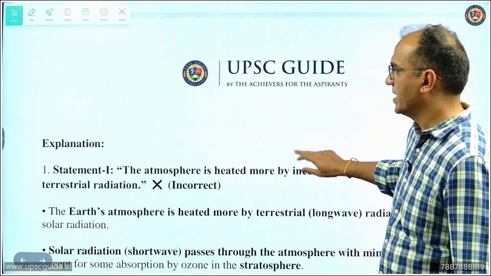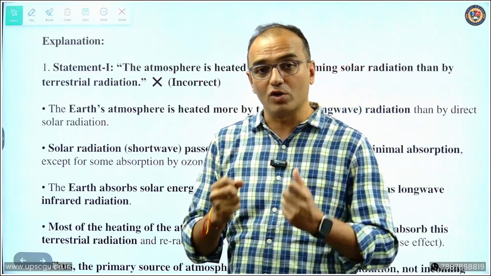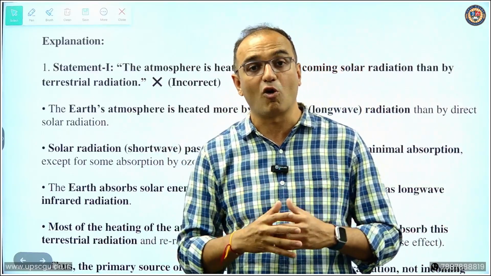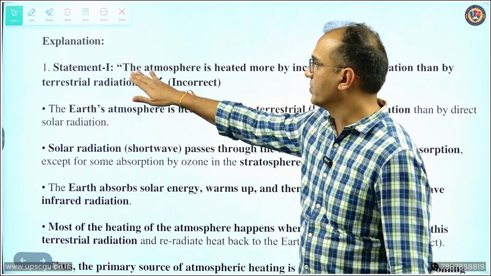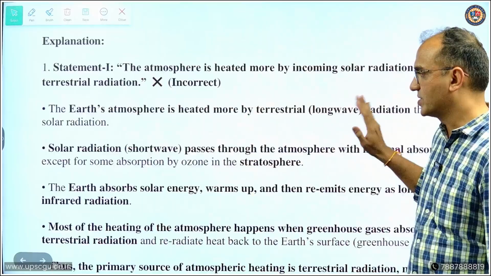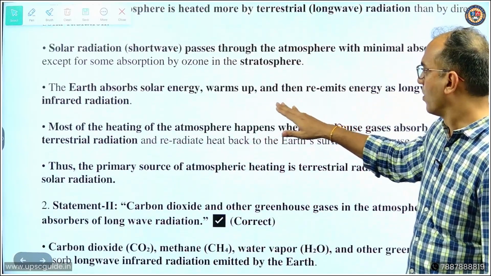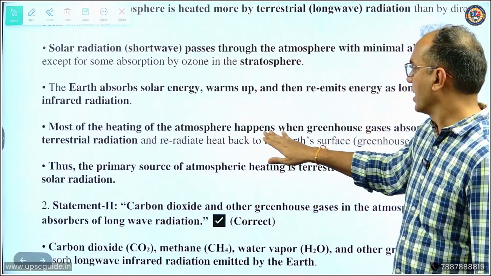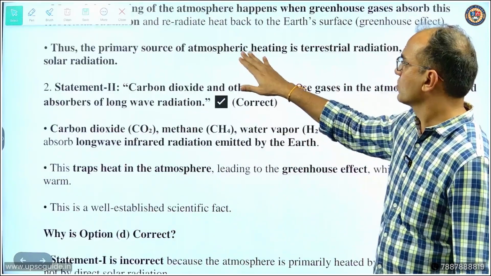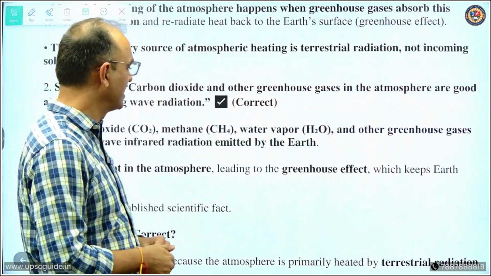So we are going to see this again. For the first statement, we have already said that the major cause for heating of the atmosphere is not the solar radiation, but the long wave terrestrial radiation. That is why statement 1 is wrong. Solar radiation, short wave, is more or less transparent. The earth absorbs solar energy, warms up and re-emits. Most of the heating happens when greenhouse gases absorb the terrestrial radiation. So the primary source of atmospheric heating is terrestrial radiation, not the solar radiation. This is the first statement, which is incorrect.